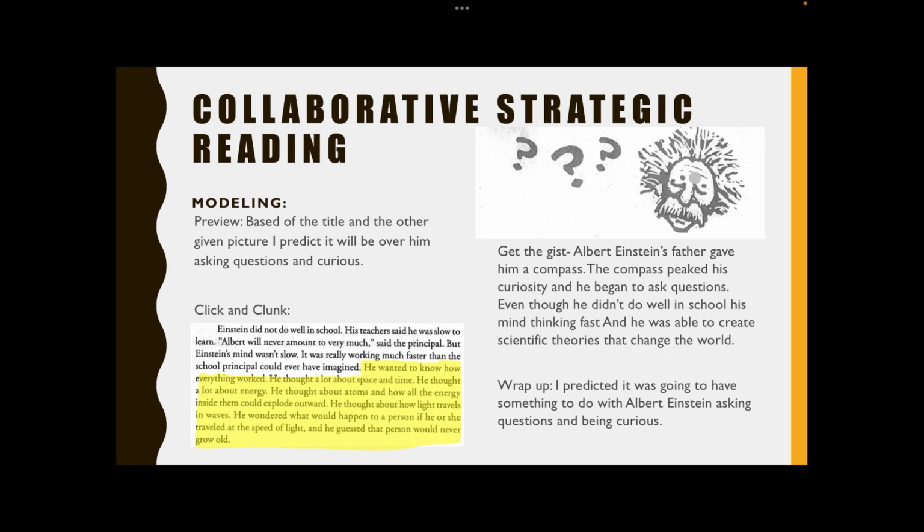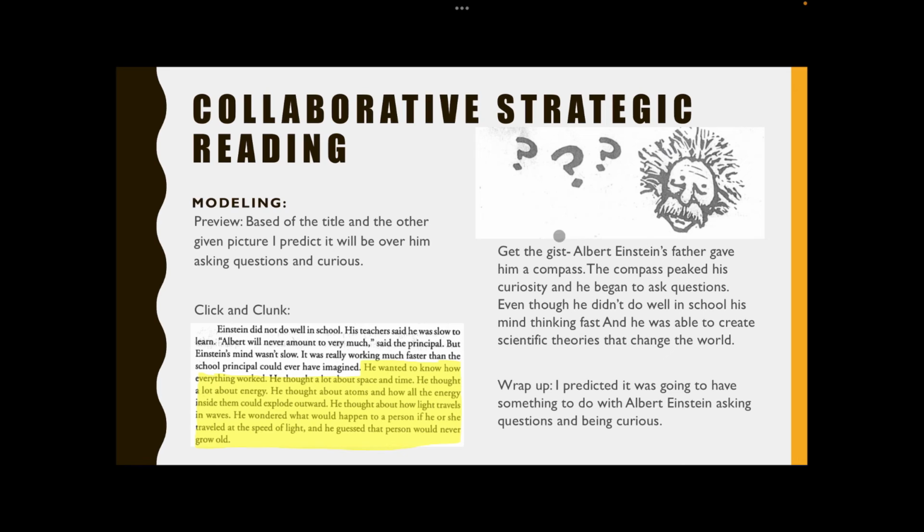So, if you want to read this, this is what was kind of confusing to me just because it talked about a lot of things that he thought about. And I just got lost in the amount of things and how many things he was saying. It just kind of lost me. So that is why it is my clunk. So moving on to get the gist.